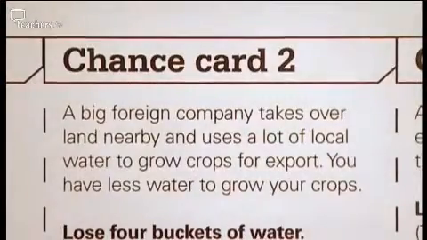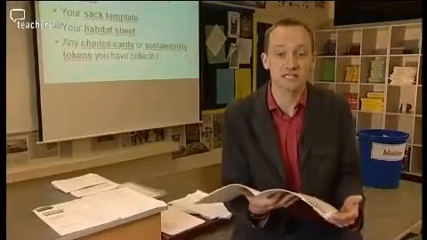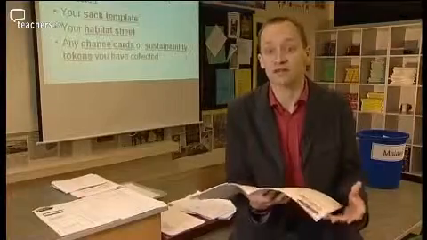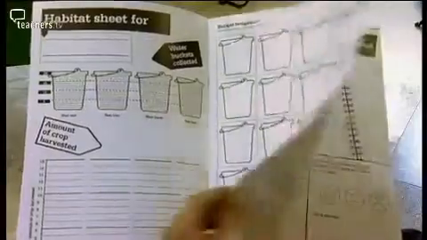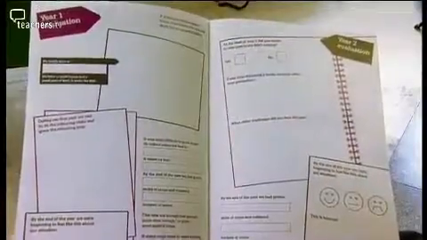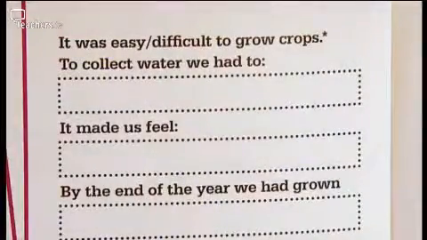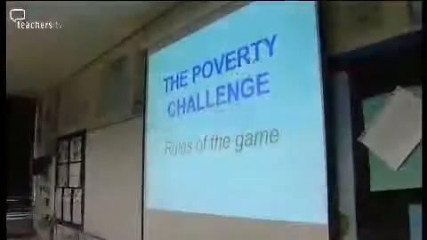Now, the children get to monitor their crops, they can choose whether to send someone to training or not, learn about the effect of NGOs on their community, and at the end of each season, they monitor and evaluate how they've done. Well, the lesson's about to start, so it's Richard Langton with his Year 8s, so let's see how he gets on with Poverty Challenge.